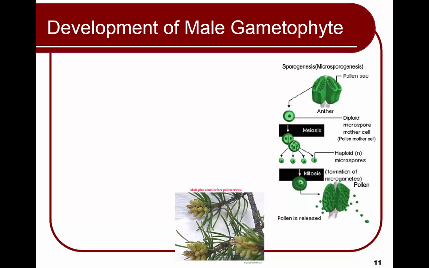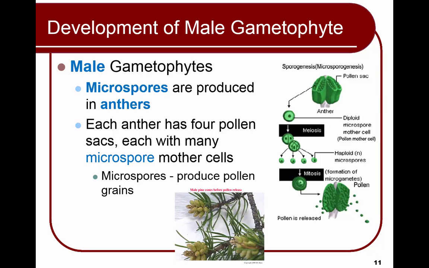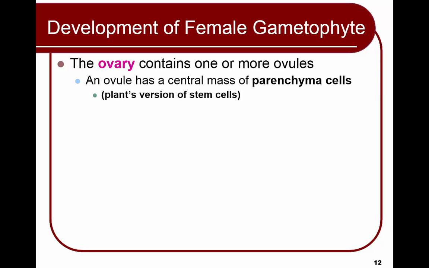Now, the development of the male gametophyte. You've got microspores made by the anthers, and the anther has 4 pollen sacs, and they each have many microspore mother cells, and those are going to produce the pollen grains, which again are gametophytes, so they are haploid. And then the female, the ovary, has 1 or more ovules, and an ovule has a central mass that is the plant's version of stem cells called parenchyma cells, and they're covered by layers of tissue called integuments, except right at the opening, which is the micropyle.